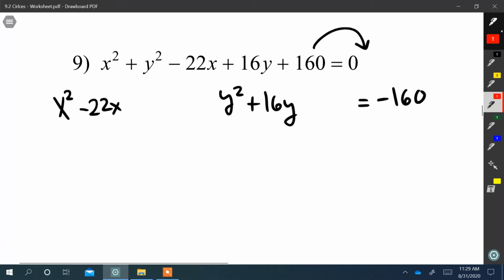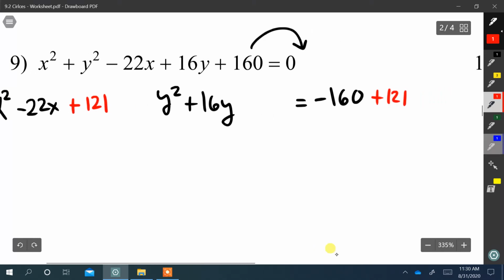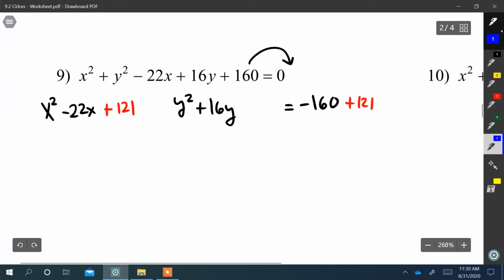Here's what you need to do. You're going to divide this by 2, so negative 11, square that, you get 121. You're going to add that to this side as well. Then this one here, 16 divided by 2 is 8, and then 8 squared is 64. Then you're going to add that 64 right there.